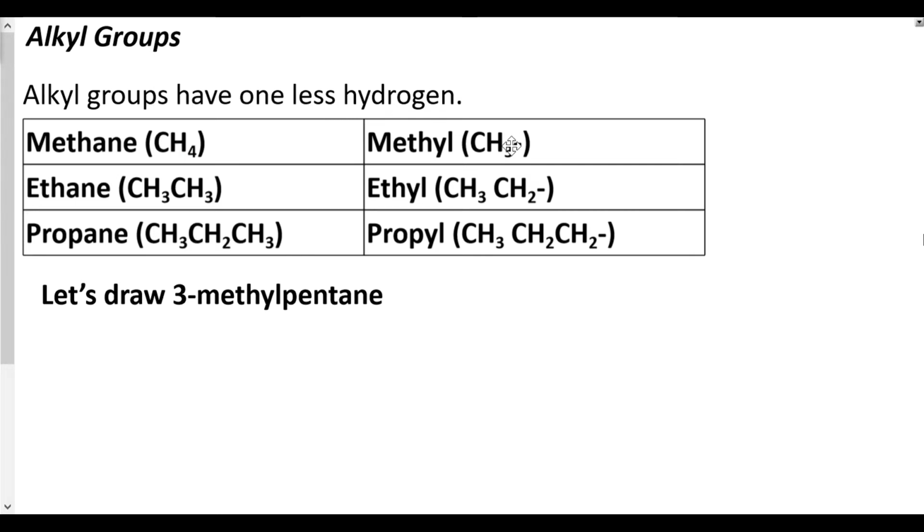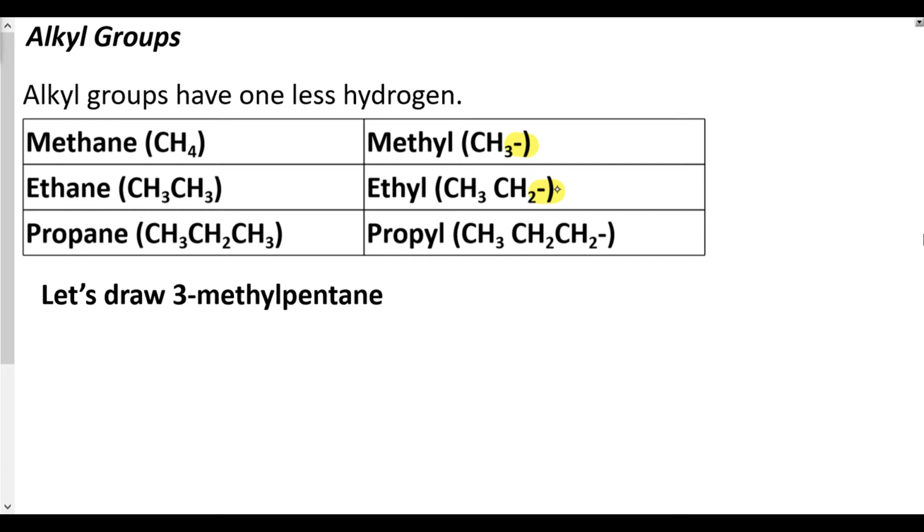This is not a minus sign. It's an open bond. This bond will be used to attach to a carbon parent chain. We're going to talk more about it. If you look at ethane, you have 2 carbons with 6 hydrogens, but an ethyl group will have 2 carbons, but instead of 6 hydrogens, you are going to have 5 hydrogens.